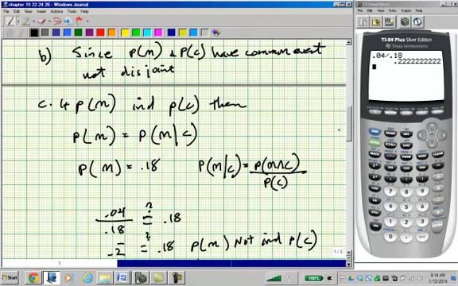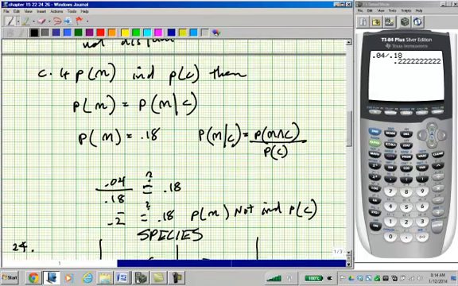If two events are independent, then the probability of a given event equals the probability of that event given that the other event has occurred. In other words, whether the other event occurs or not makes no difference in the probability of the first event. So the probability that you went to Mexico is 0.18. Now the probability that you went to Mexico given you've been to Canada is going to be 0.04 over 0.18.